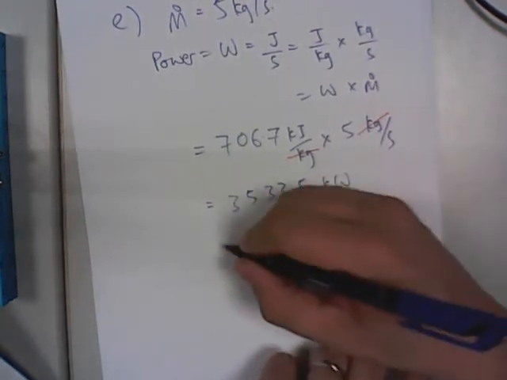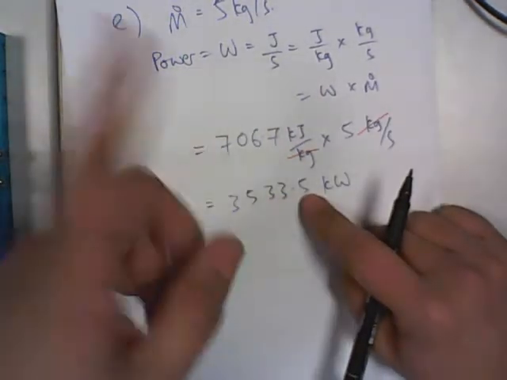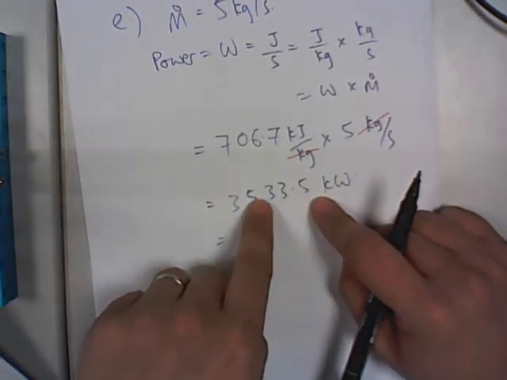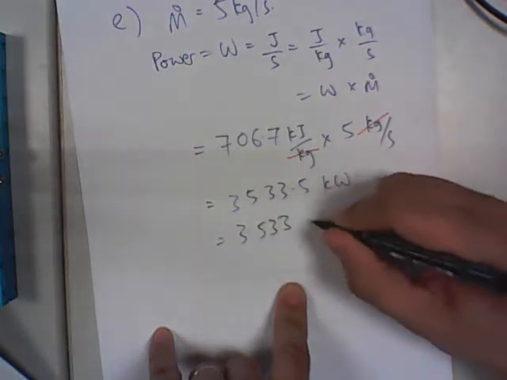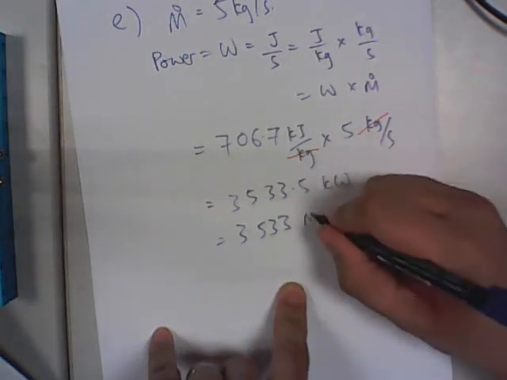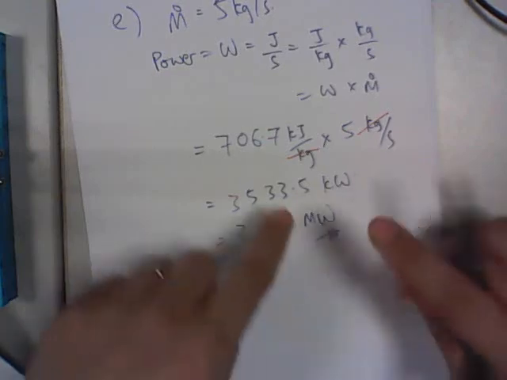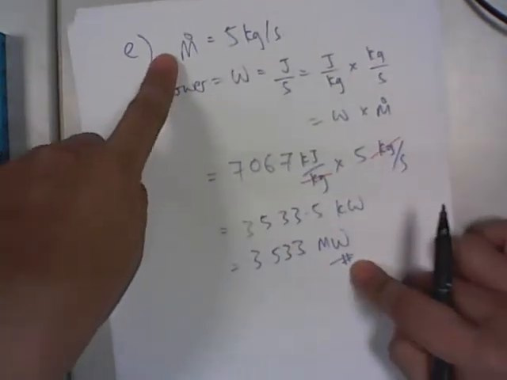Okay, but the question asks in terms of megawatts, right? So megawatt is just 1000 kilowatt. So move 3 decimal places to the left, you get 3.533 or 3.534 megawatt. Okay, so this is how you find power.